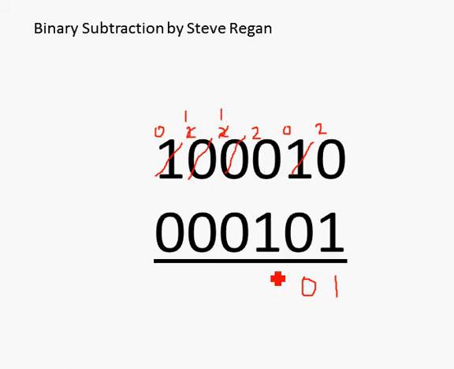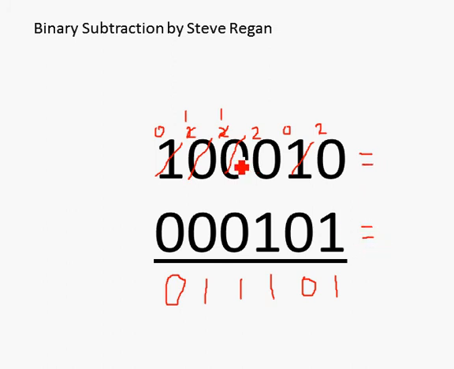So 1 from 2 is 1. 0 from 1 is 1. 0 from 1 is 1. And that would be 0. So let's double check this to see what the number originally was to start off with, or the two numbers.